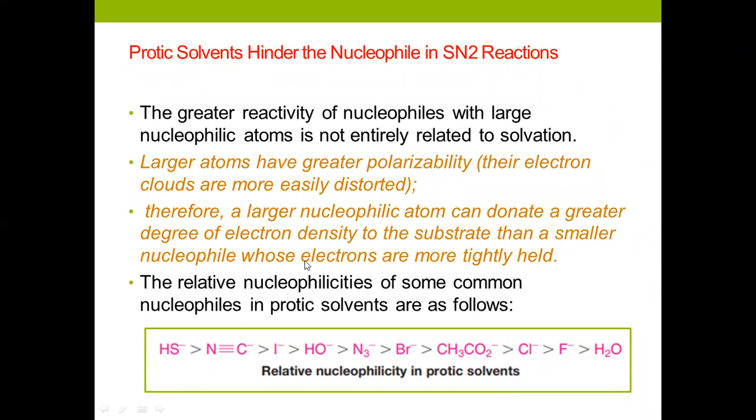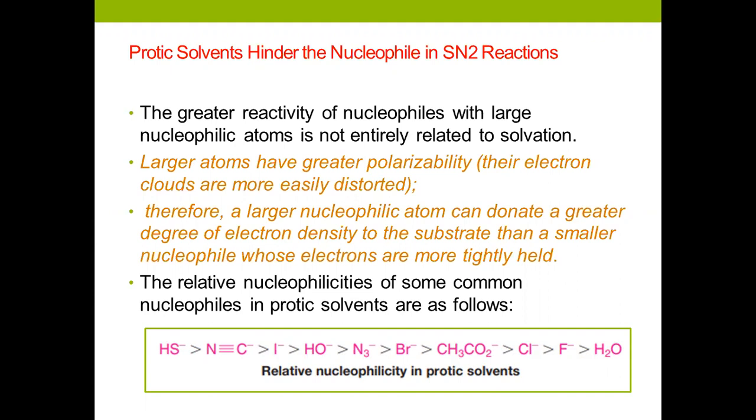So two things to consider when we're looking at the size. For larger atoms, there is a lesser solvent effect. Again, we're talking here of protic solvents. And secondly, larger atoms have greater polarizability and therefore more tendency to donate their electron density to the substrate. So two things. You have to take down notes for that.